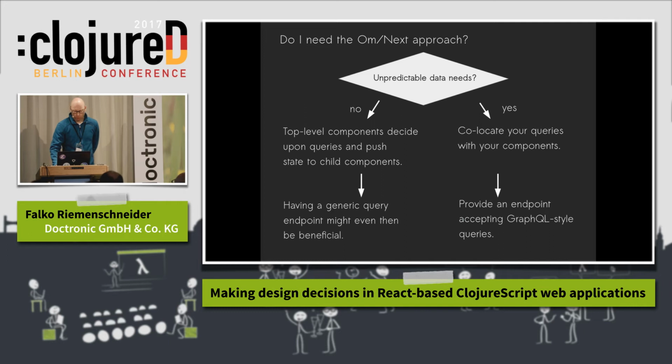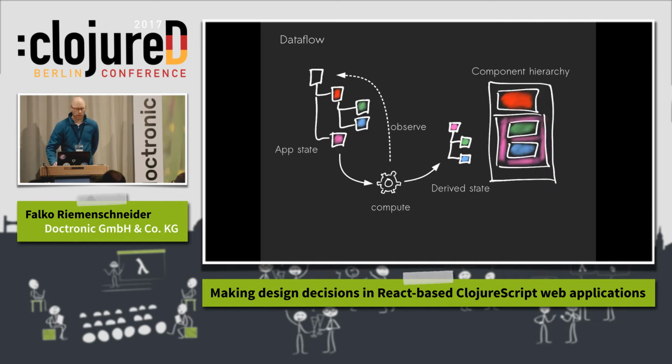So just assume that we don't want to solve this problem of unpredictable data needs because we don't have it. Then what other tools do we have in dealing with the problems about state organization?